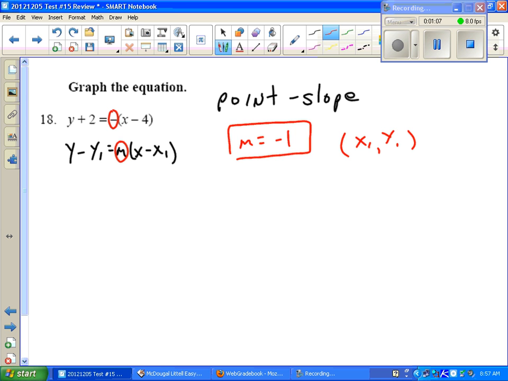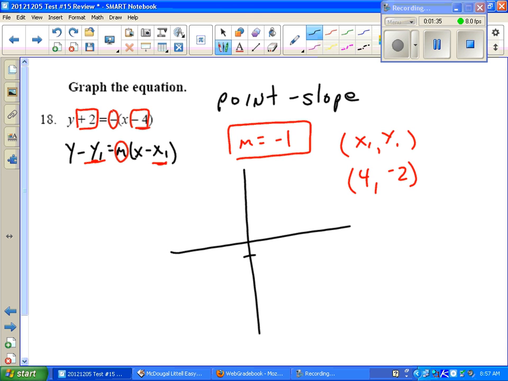So as you're looking at x sub 1's value, which is listed here as negative 4, you have to think opposite and think positive 4. And y sub 1's value, which is listed as positive 2, you have to think opposite with that one, and it'll be negative 2. So unlike when we graph our equations in slope-intercept form, this time we actually have a point that we're going to start with. So instead of starting at the y-intercept, we're actually going to start at the point that's given to us, (4, negative 2).